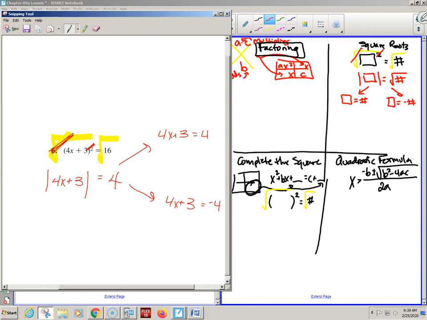So now the name of the game is just one piece at a time, get x by itself. Is that good? I think you're going to get some fractions if it looks right. 4's reduce 1/4. And then the other one, I think it's negative 7. Does that sound right?